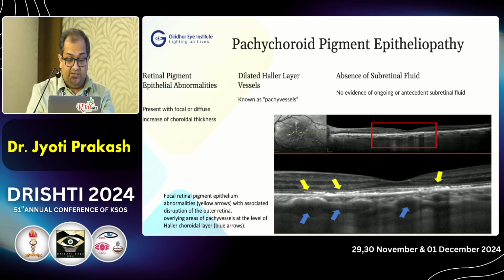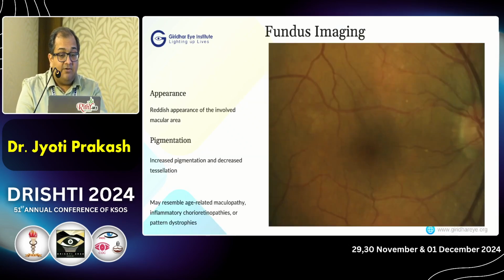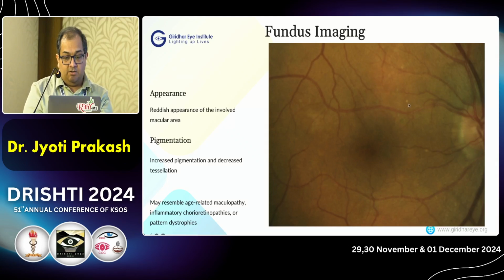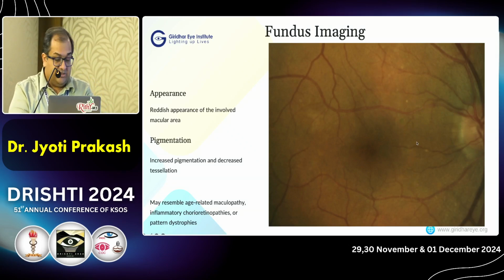The yellow arrows which you see here are focal RPE abnormalities, like focal or diffuse defects in the RPE. Along with that, underlying the RPE, you can see dilated choroidal vessels which are highlighted in the blue arrows, and typically here there is no subretinal fluid. This is how the fundus would look. To the untrained eye, this would look like a normal fundus, but if you look very carefully at the nasal part of the fundus, you can see some mottling and RPE pigmentation changes.